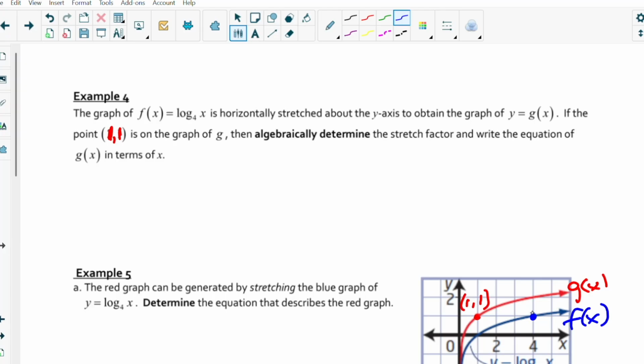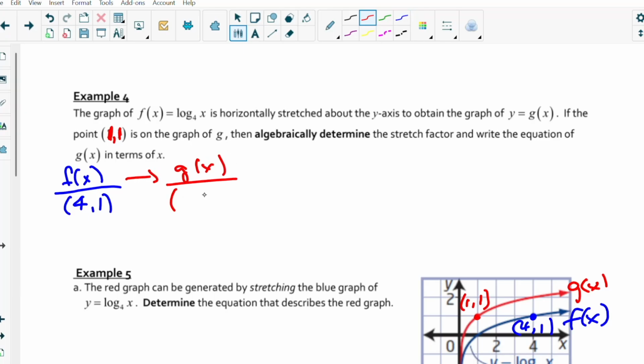Okay, here is the point 4, 1. Let's see what happens with this transformation. If I start with f of x at 4, 1, and I go to g of x at 1, 1, well, what sort of transformation is happening? So if we start with the original, which is x, y, and I end up with 1, well, I need to divide 4 by 4 to get 1, right? So it's the x value divided by 4, and then the y value stays the same. It's a times 1, and the a value is 1, right?